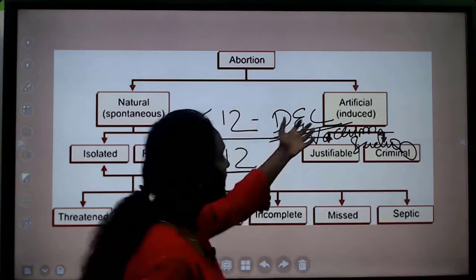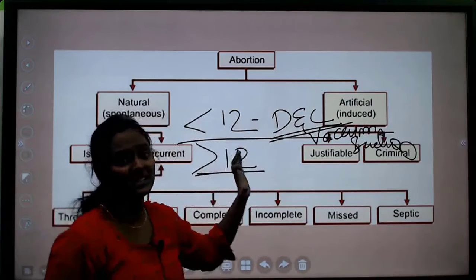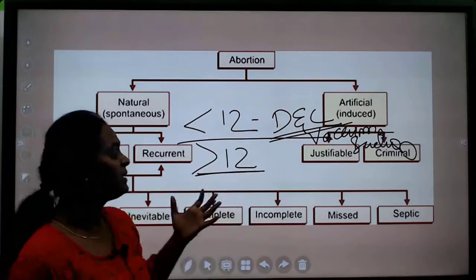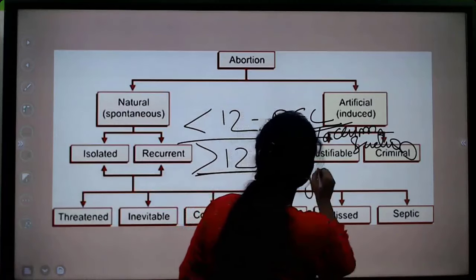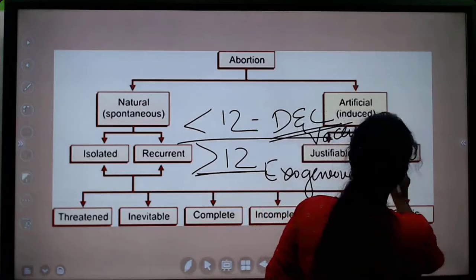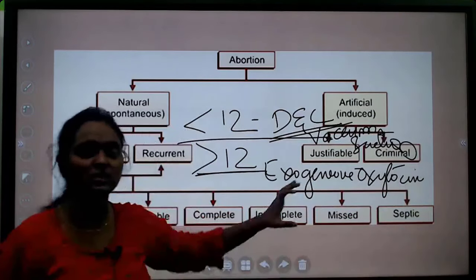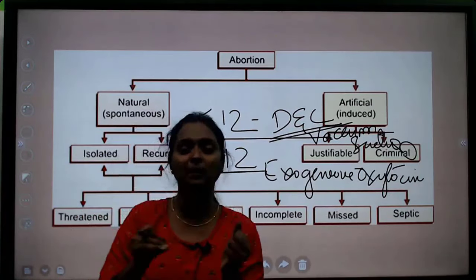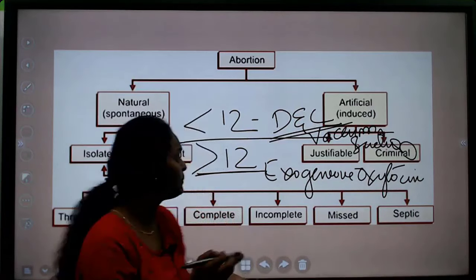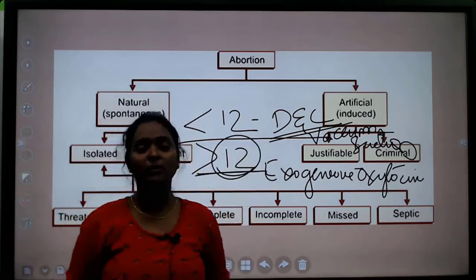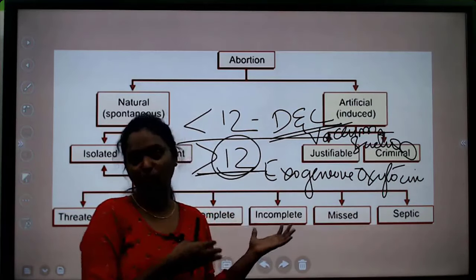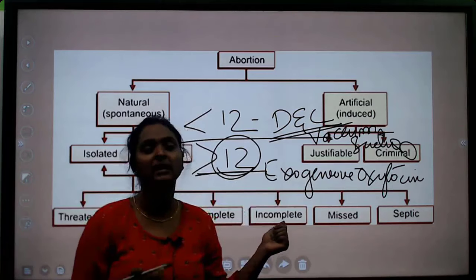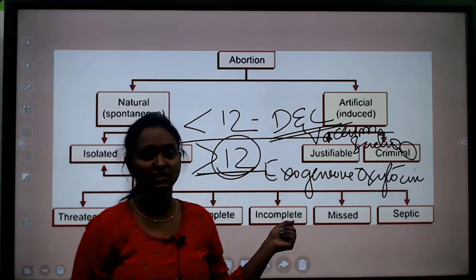Under local anesthesia we will clean the uterus. So how to clean it? If the gestational age is more than 12 weeks, which procedure should be performed? By using exogenous oxytocin we clean the uterus, because through the vaginal bleeding the conceptual materials will come out, but retained bits are there, and the placenta is also there, because after 12 weeks placenta formation takes place, right? The placenta is already formed by 12 weeks, so we have to clean the placenta well, otherwise there are chances of uterine infection.